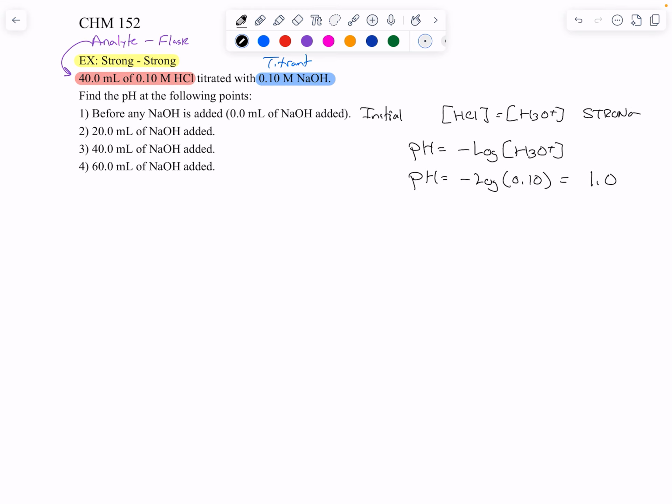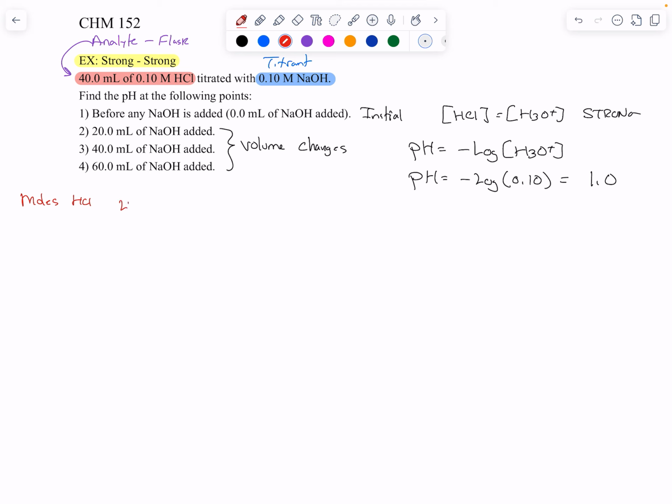So now, part 2. 20 milliliters of sodium hydroxide is added. So our volume is changing now. That makes sense? So in these, our volume changes, and that's important. All right, so I'm going to find the moles of HCl.